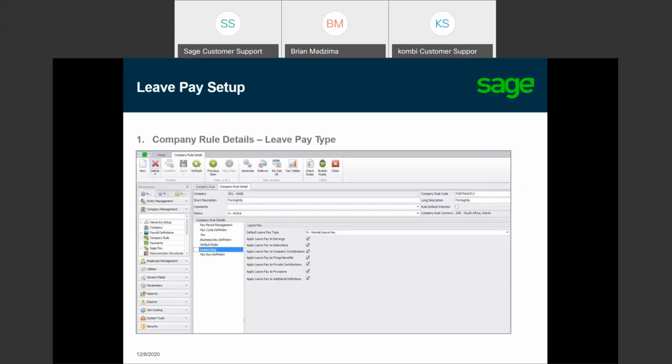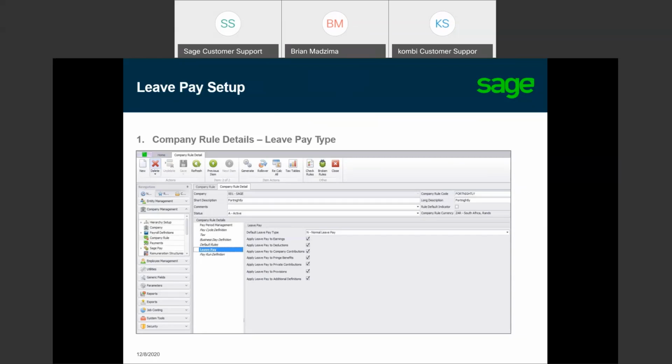So if we go to company management and company rule and we go to the leave pay option, you'll see that that is where you can select a default leave pay type. You'll see there on our screen, we have normal leave pay, but alternatively, you can also have a late leave pay default type, which I've mentioned we'll discuss in a little bit.